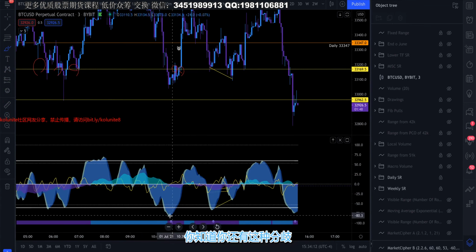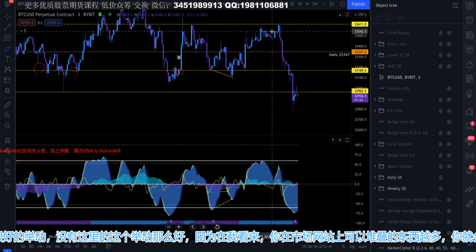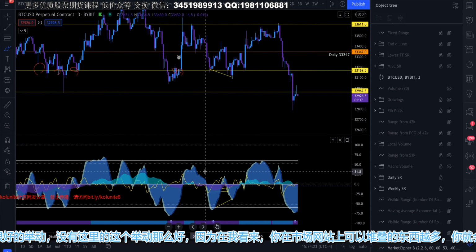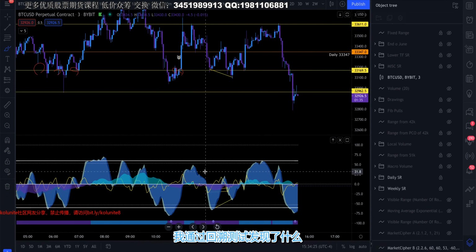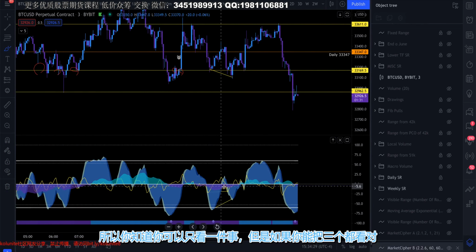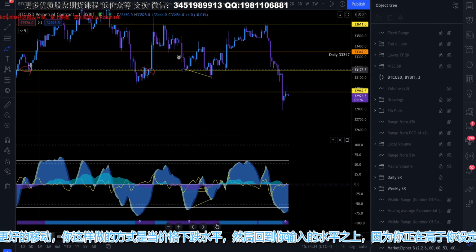Right here, you know, you still had this divergence. It was still a nice move, not as nice of a move as this one here, because in my opinion, the more things you can stack in your favor on Market Cipher, the better of a move you're going to have. That's just what I found by backtesting. So you can just look for one thing, but if you can see all three, the VWAP, the money flow, and the momentum waves, you're usually going to have a better move.